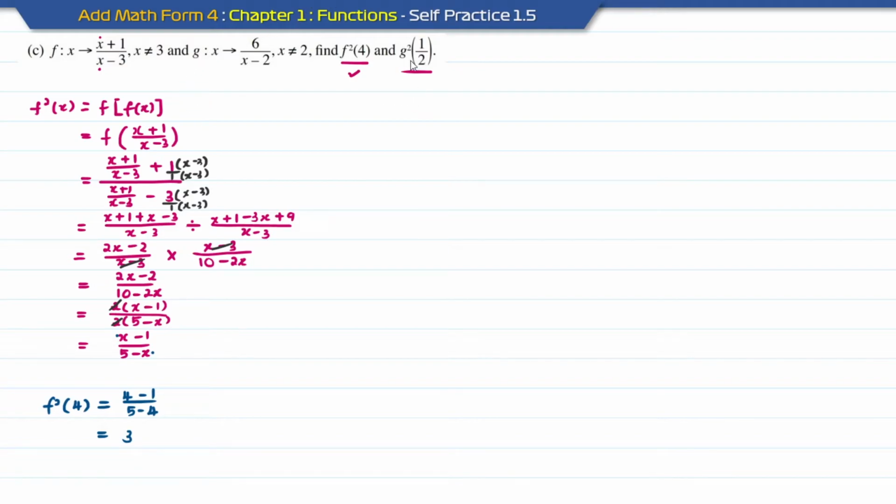Now we're going to move to the iterated function g squared. So g squared is formed when you have a function g, you substitute into the function g again. So the function g is 6 over x minus 2. So this is the one that we're going to insert into the function g again. So you're going to have 6 over x minus 2 minus 2.